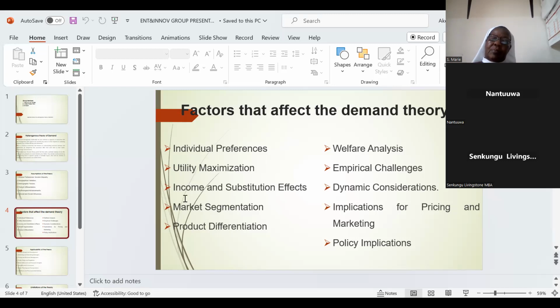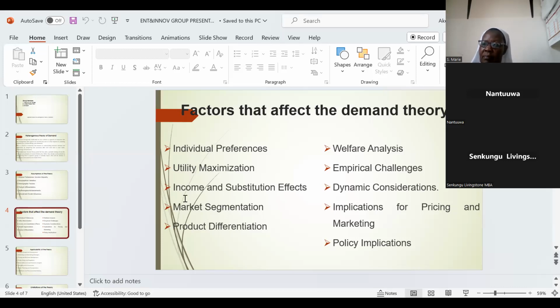Income and substitution effects. Changes in prices or income affect consumers differently due to their unique preferences. The income effect and substitution effect can vary among consumers, leading to diverse responses to price changes.